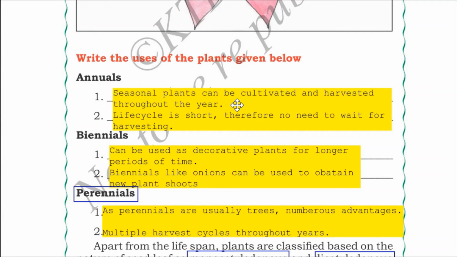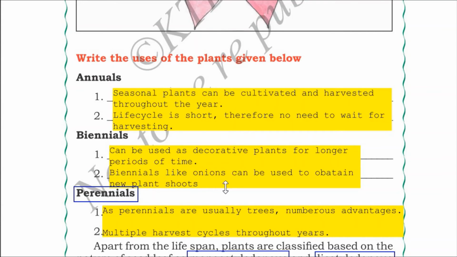Next, we have the use that since the life cycle is short, the farmers do not have to wait long for harvesting the plants. Therefore, they can sell them and get the profit. That is the second use. Next, we can have biennial plants, and these are plants that live a little longer than annual plants. The use is that they can be used as decorative plants for a longer period of time. So if we have a garden in our houses, we can grow biennial plants and have them for decorative purposes.